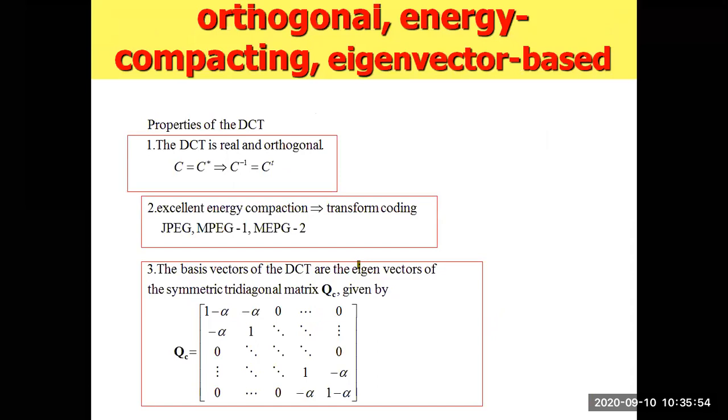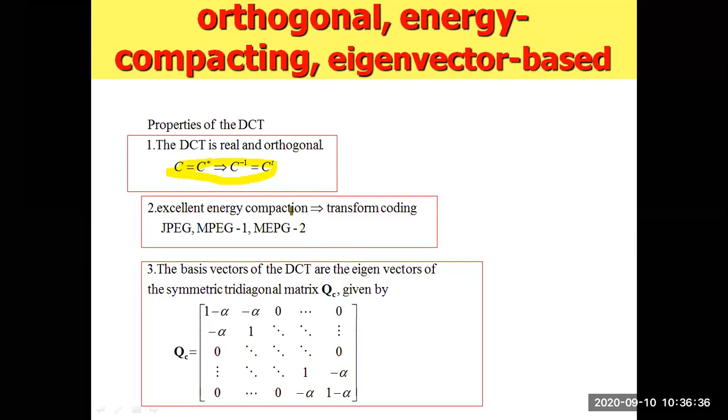Next, properties. The discrete cosine transform also has three properties. The first one is that it is real and orthogonal. That means C equals the conjugate of C, and C inverse equals its transpose. So this property is called orthogonal. If you know the C value, that is the discrete cosine transform, then you calculate the conjugate and transpose and check it out. Both are equal, so it is called orthogonal and real also.